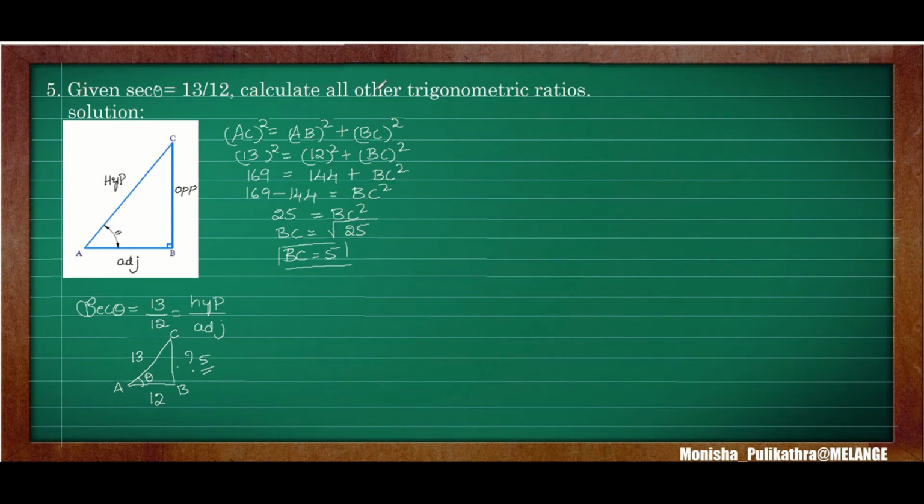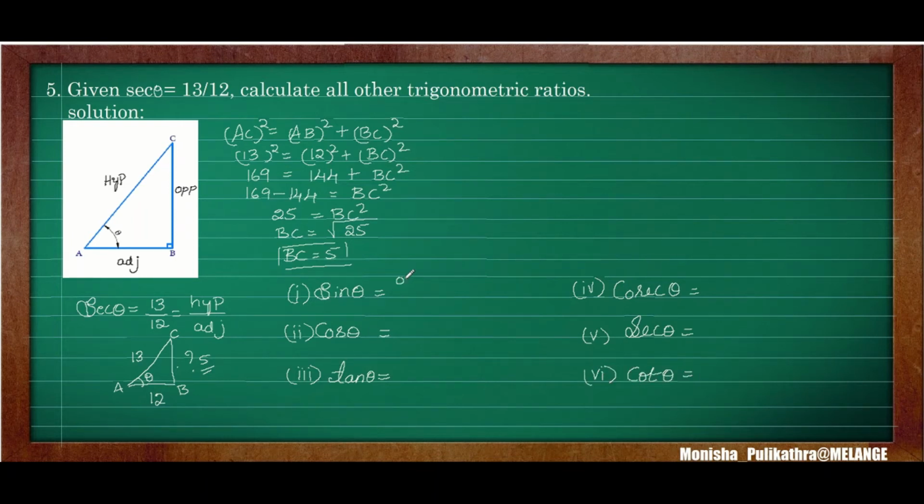So next, they have asked us to find out all the trigonometric ratios. All the trigonometric ratios, in the sense we need to find sin theta, cos theta, tan theta, cosecant theta, secant theta, and finally cot theta.